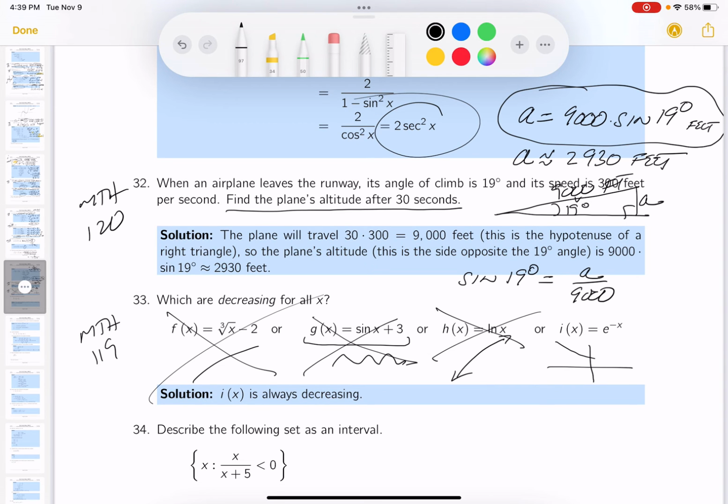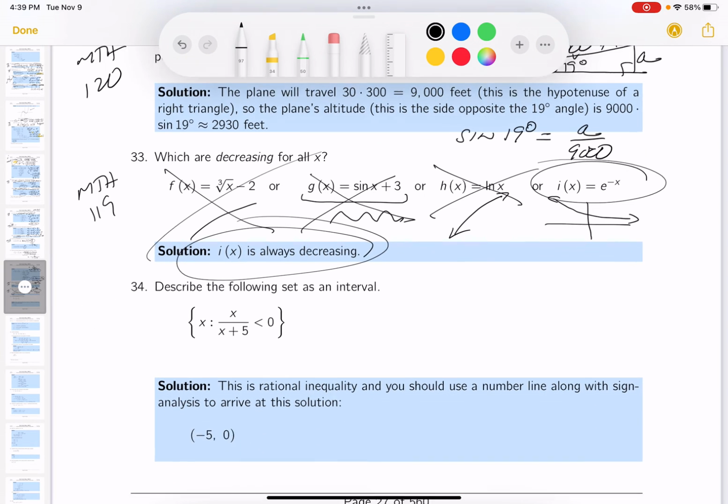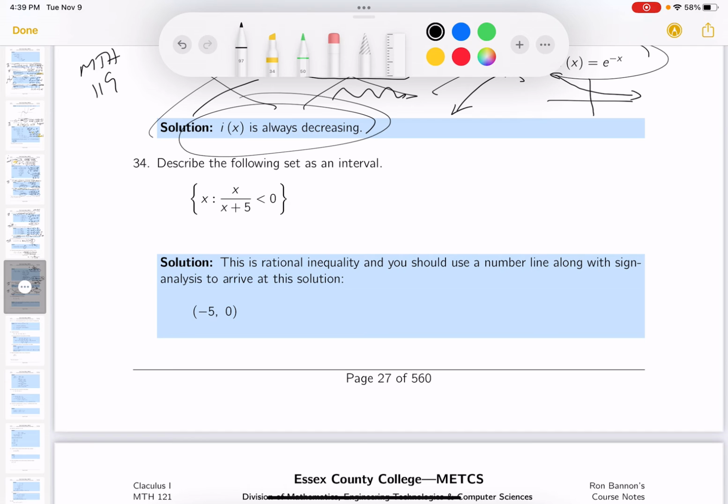It looks like this, and that's a decreasing function. So only this one decreases, and that's written over here for you. Describing the following set as an interval. Boy, that looks really strange to me. But here's the deal. It's read as x such that x divided by x plus 5 is less than 0. Well, I think I can do it, and I'll point out what I mean by that.